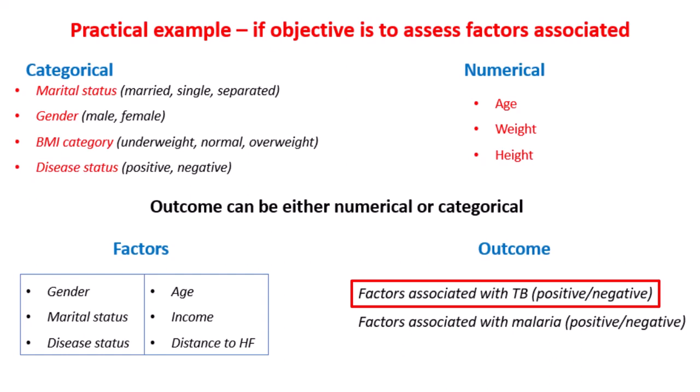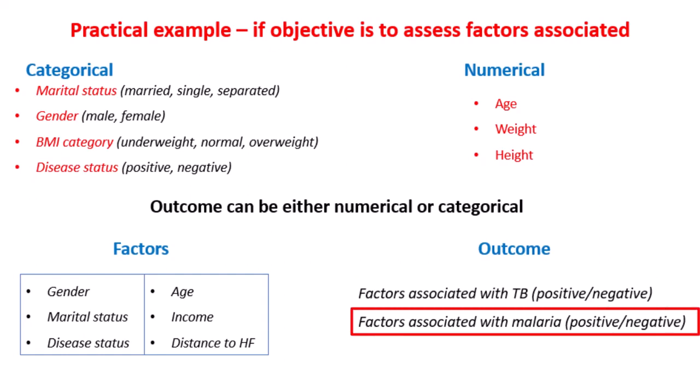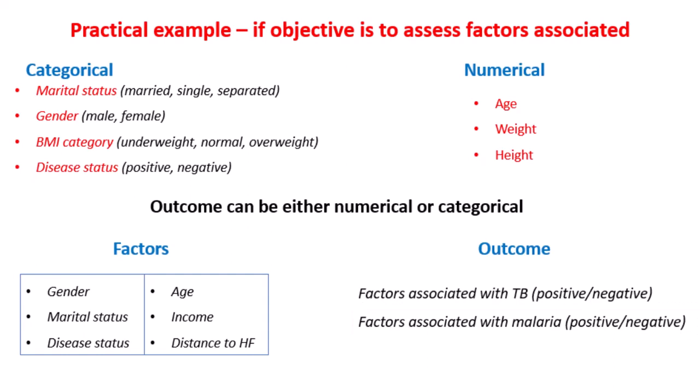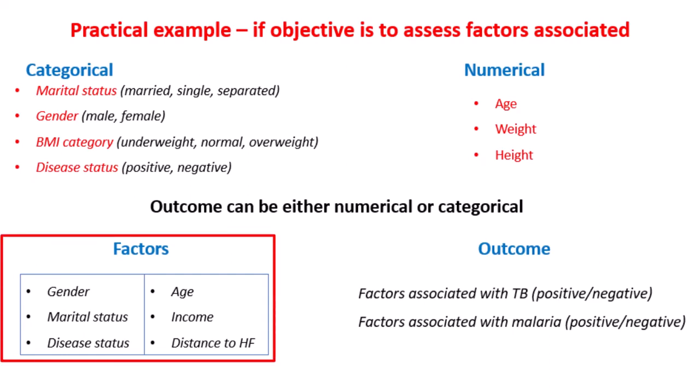Someone can be looking at the factors associated with malaria. Malaria is either negative or positive, or sometimes it can even be medication adherence, being measured as someone who adheres and someone who is non-adherent. On the other hand, the factors associated may be several. For example, someone may be looking at factors like gender, marital status, or age group, which are categorical, or sometimes these factors are numerical. For example, age, if the age is not categorized, it can be income or the distance to the health facility.